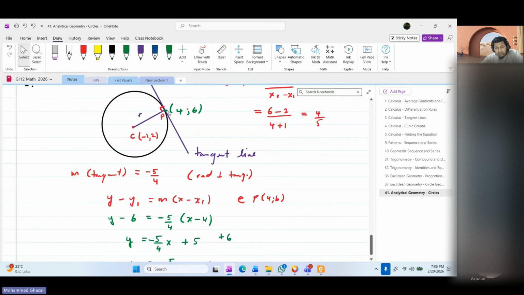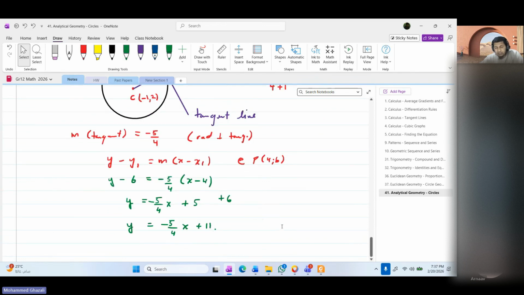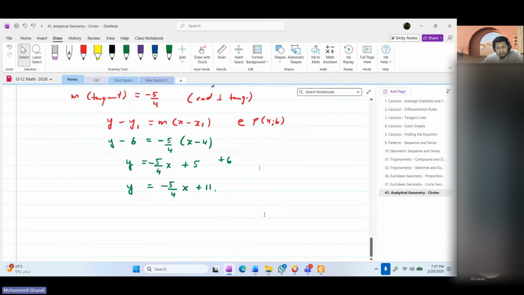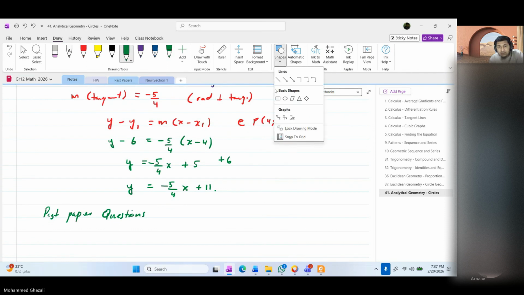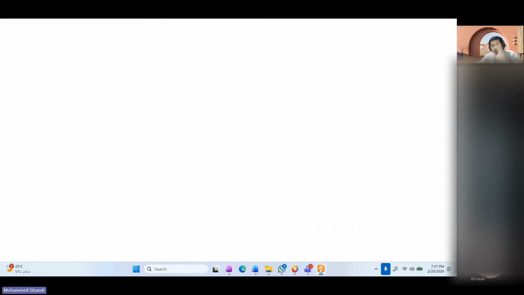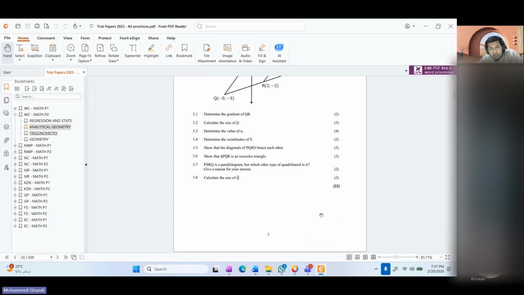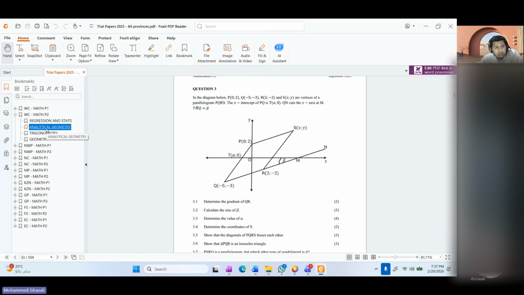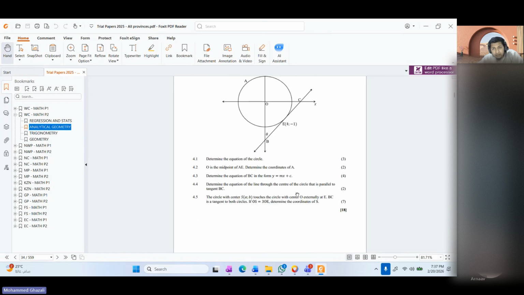Also, sometimes the diameter is given and the endpoints of the diameter are given. You need to find the center. So that's easy, right? Just applying basic circle geometry. Let's look at some questions from past papers, right? So I'm only working with circles, all right? So I'm just doing the Western Cape paper here.